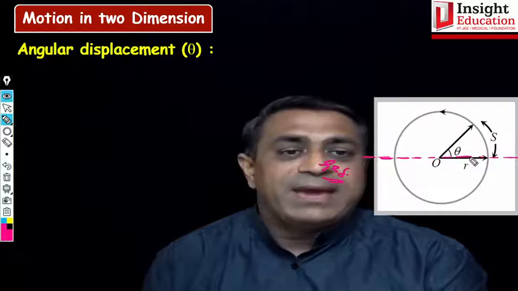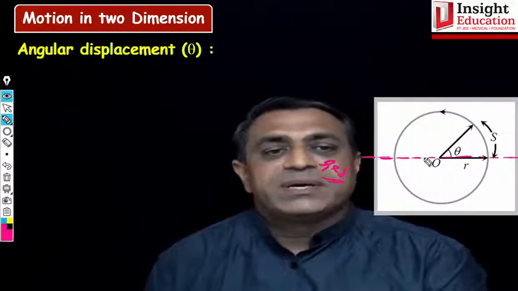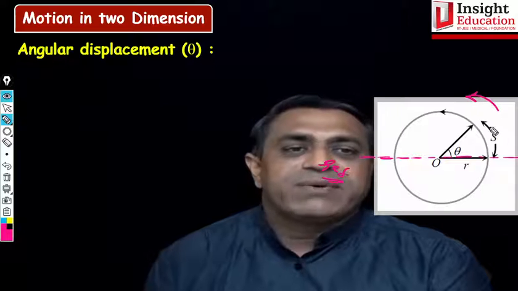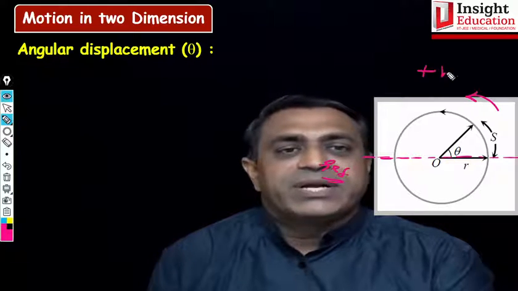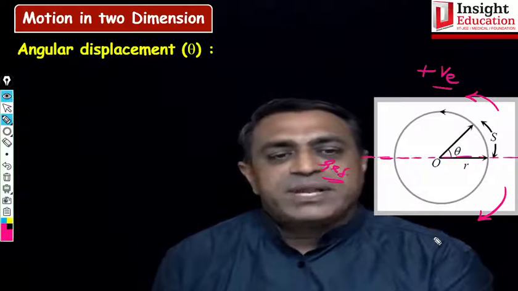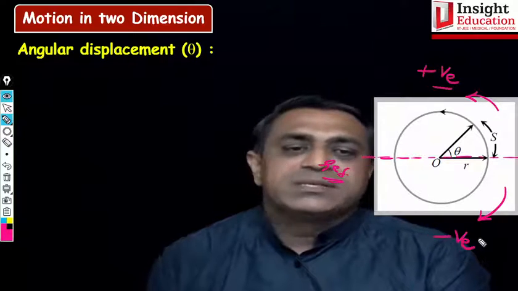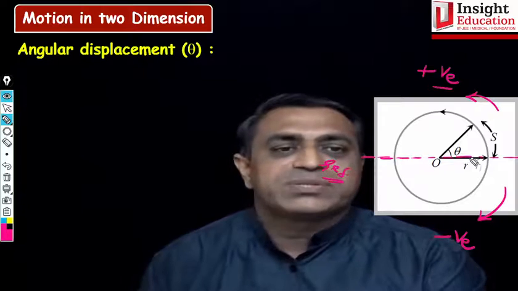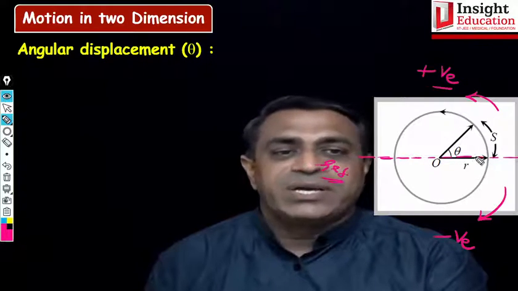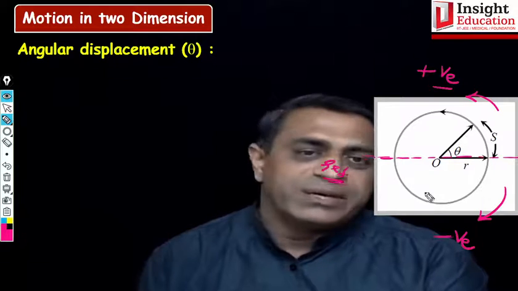So always, angle is measured with this reference line. If we rotate in the anti-clockwise direction, then angle theta is positive. If we rotate in the clockwise direction, then angle is negative. So if I say plus 30, it means anti-clockwise direction; minus 30 means clockwise direction.